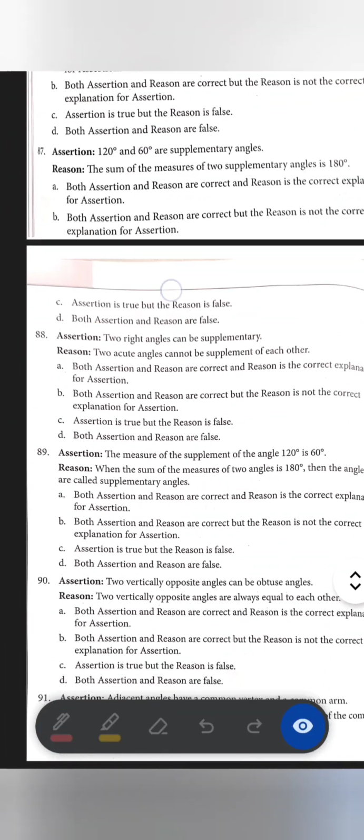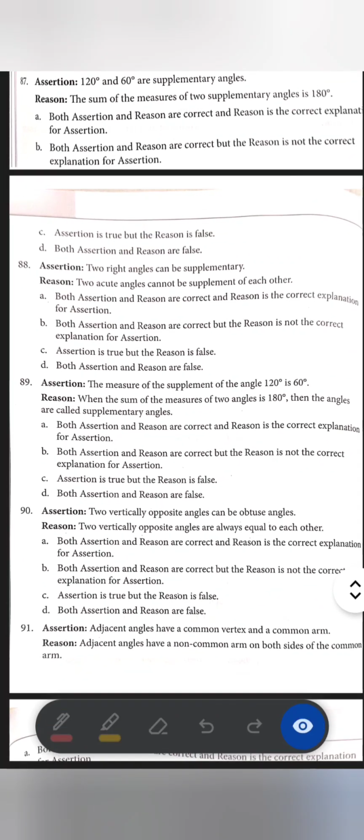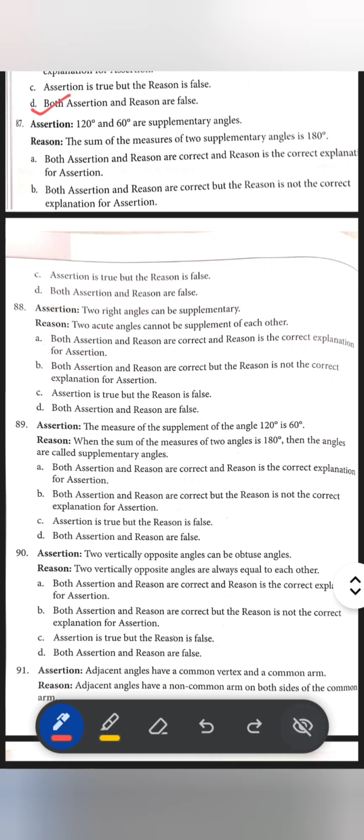Now come to the next one, number 87. The question is 120 degrees and 60 degrees are complementary angles. So this is correct. The sum of the measures of two supplementary angles is 180 degrees. That is also correct. And this is the reason that 120 and 60 degrees are supplementary angles. So both assertion and reason are correct, and the reason is the correct explanation of assertion.